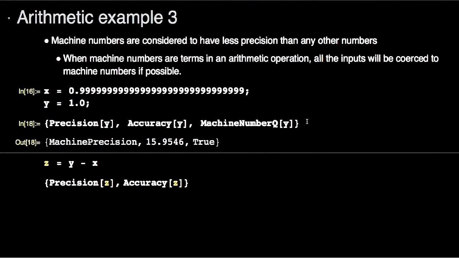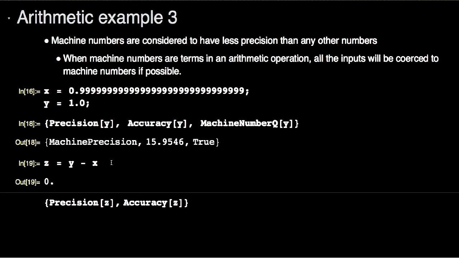Now if I do arithmetic with those, everything's coerced to machine numbers. Because this is a machine number, this is not. But we go to the least precision, so this gets coerced to a machine number, which actually gets coerced to 1 as a machine number.